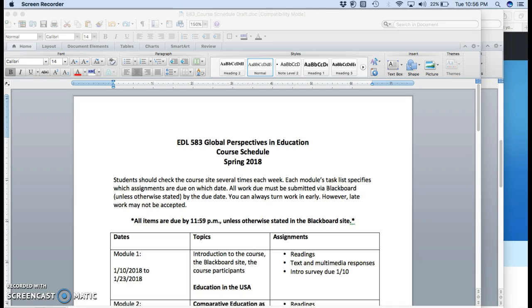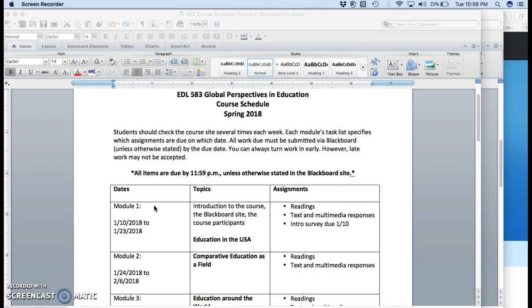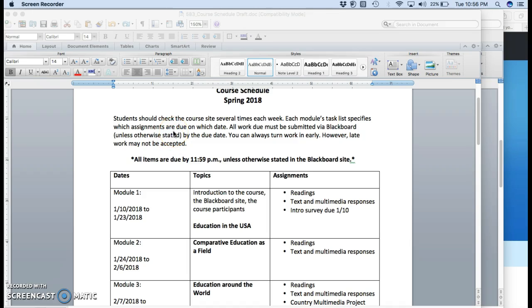You'll see on here each of the modules and their main topics, and then the major assignments that are due with their due dates. Please remember you should check the course site several times each week, not just on the day that any assignment is due.